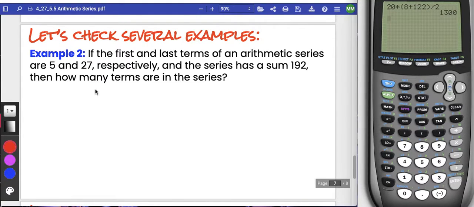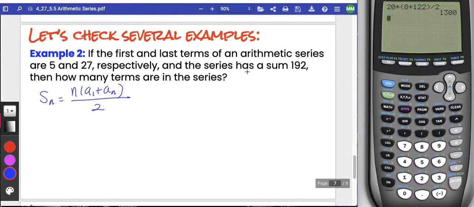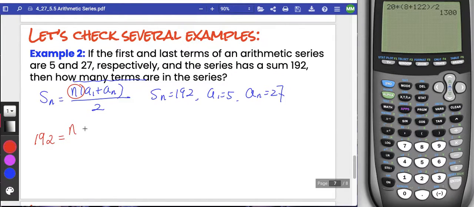This is actually quite interesting. Let's write down this formula again to remind us. This time, let's see what we know. We know Sn, which is 192, and we know the first, A1, is 5, and we know the last, which is 27. However, this question asks how many terms, so this time we are focused on how to find n. So now let's plug the values into this formula to see what we do know. Sn is 192, n is the one we don't know, and then the first and the last divided by 2.